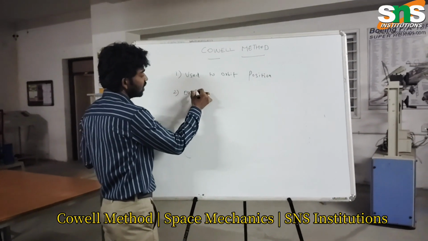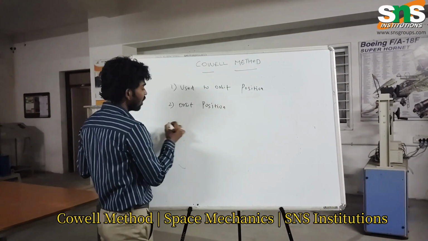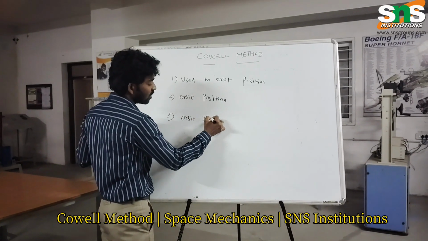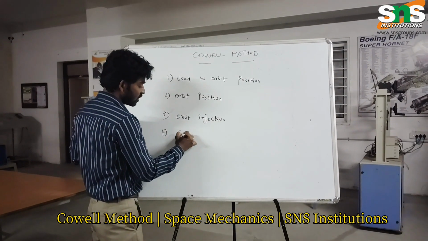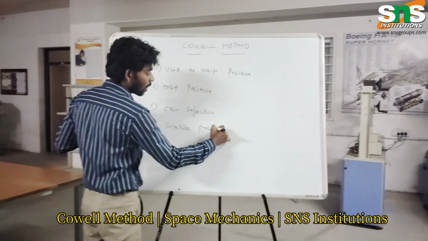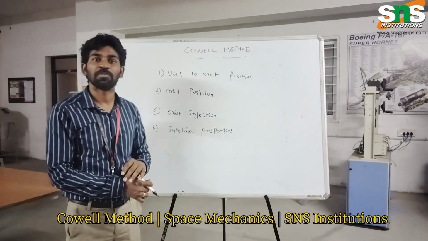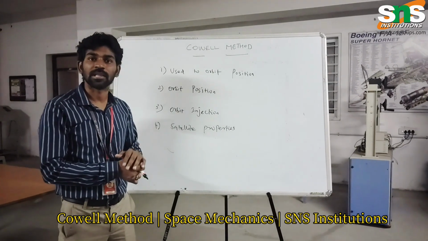The second one is in-orbit position, and the third one is orbit injection, and the fourth one is the satellite properties. These are the steps, or these are the properties we have to encounter from the Cowell method.